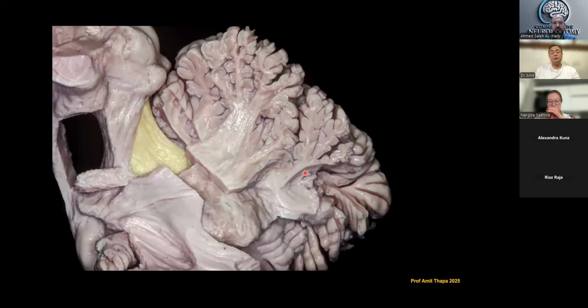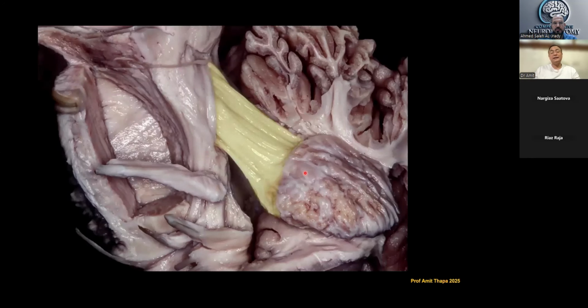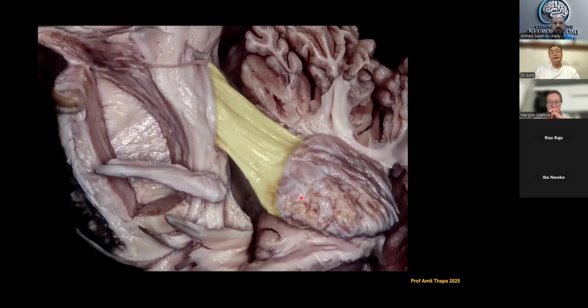So this is the superior cerebellar peduncle, which is traversing through the midbrain into the cerebellum. And then you can see this is basically the efferent output from the dentate nucleus. So the dentate nucleus takes all the communication from the cerebellum and then sends the efferent out through the superior cerebellar peduncle, which decussates in the midbrain and then goes into the thalamus and above.